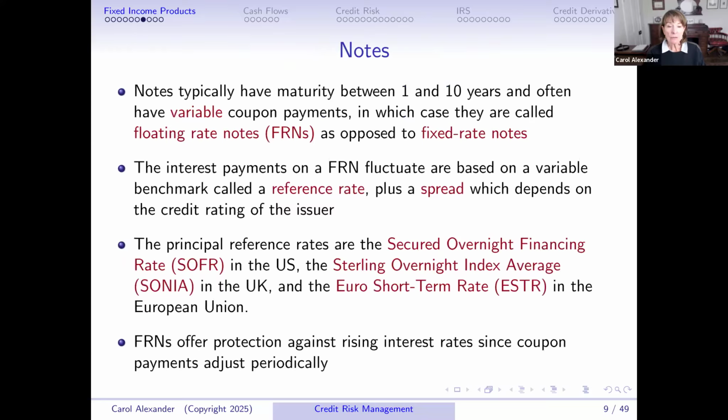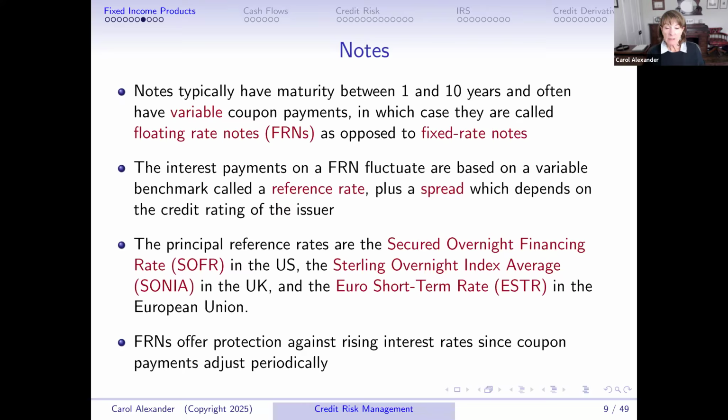Now, notes typically have a maturity between 1 and 10 years, and they often have variable coupon payments, in which case they're called floating rate notes, or FRNs, as opposed to fixed rate notes. The interest payments on an FRN fluctuate. They're based on some sort of variable benchmark called a reference rate, plus a spread, which depends on the credit rating of the issuer of the note.